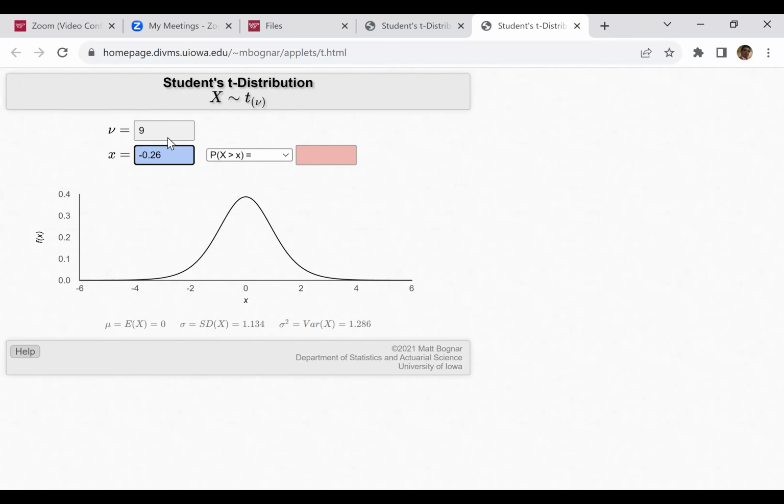And the alternative hypothesis is doesn't equal, so I will select the third one. So the p-value is 0.8, which is very big. So it looks like I will fail to reject H0. So let's go back to our slides.